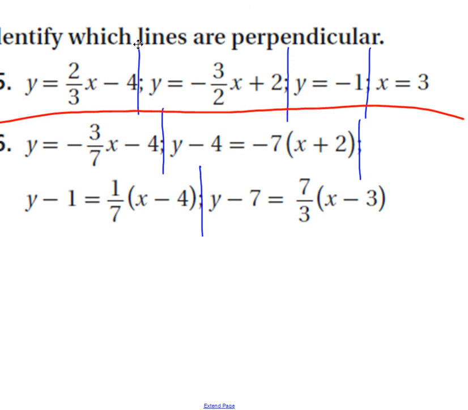Okay, so looking at number 5, which of them are perpendicular? All right. The first and second ones are, because if you flip 2/3, you get 3/2. And if this is positive, it would flip to negative. So yes, those are. And then we're going to look at the last two.